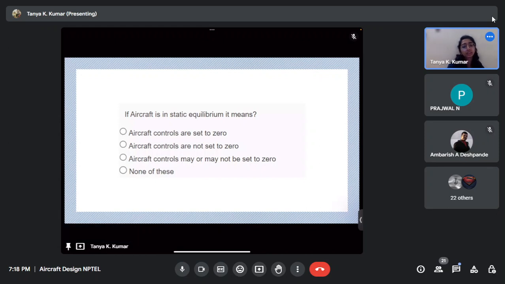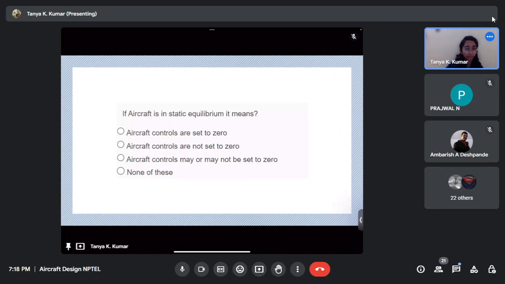Okay, so if the aircraft is in static equilibrium and the control surface is deflected, if it's already in equilibrium, it will remain there. So it doesn't matter. The control surface deflection does not matter. You are right. It does not tell you anything about the equilibrium. So it can either be 0 or not be 0. If it's in equilibrium, it will tend to remain there. So it may or may not be 0.